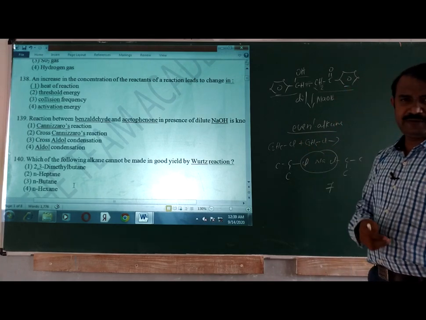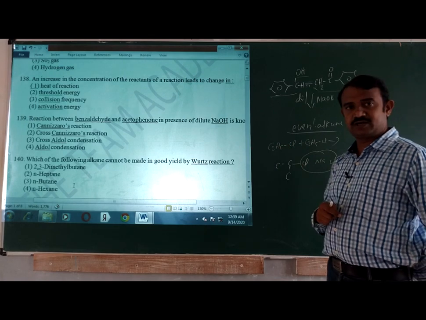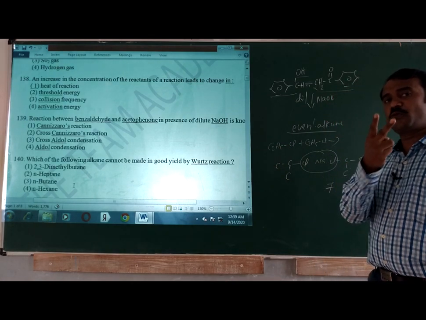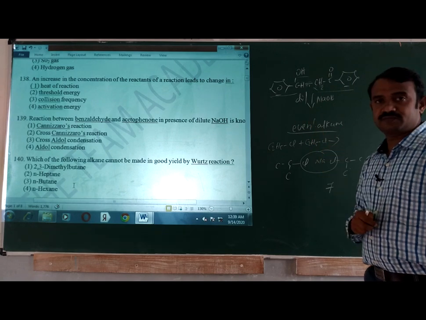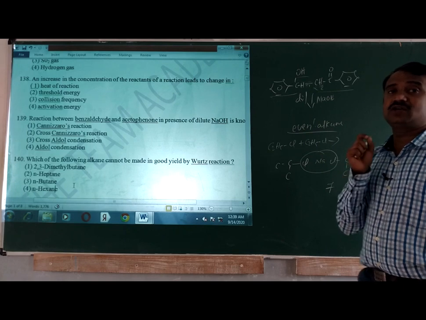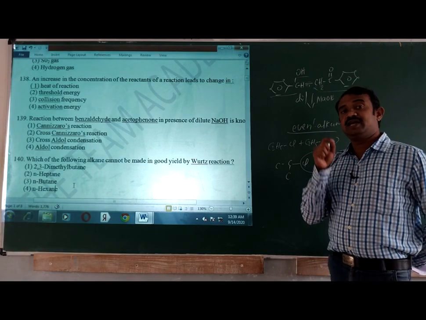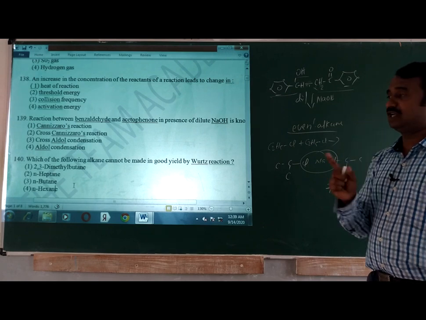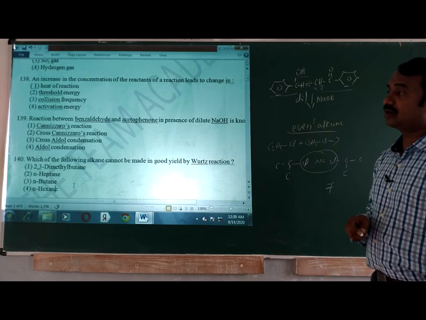Coming to n-butane, you take 2 molecules of ethyl chloride and you will get it by Wurtz reaction, and n-hexane also, if you take 2 molecules of propyl chloride, you will get n-hexane. You should remember that the Wurtz reaction does not give an odd number of alkanes; you are getting an even number of alkanes. Option 2 is a wrong answer.